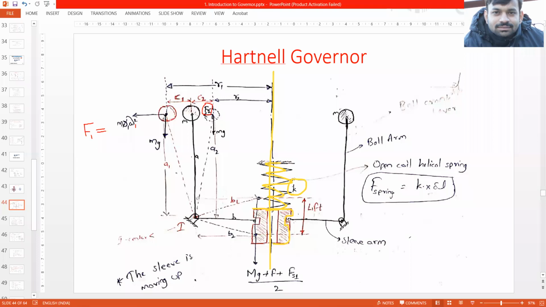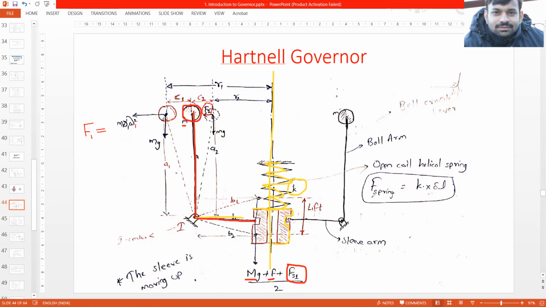And there would be the first position. This is the lever, and the ball is mounted over here. The fly ball of mass small m is mounted over here. The sleeve itself will have some weight, so the force mg will be acting. Again, frictional force will be acting. And this Fs1 is the spring force.